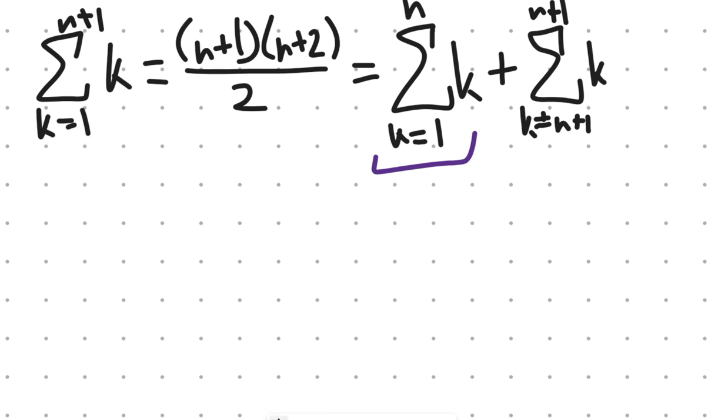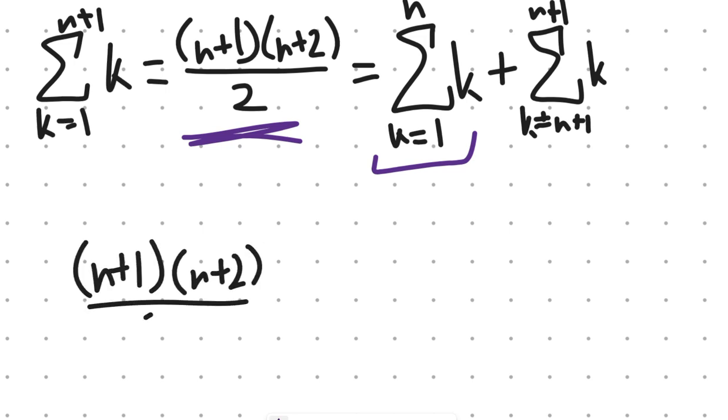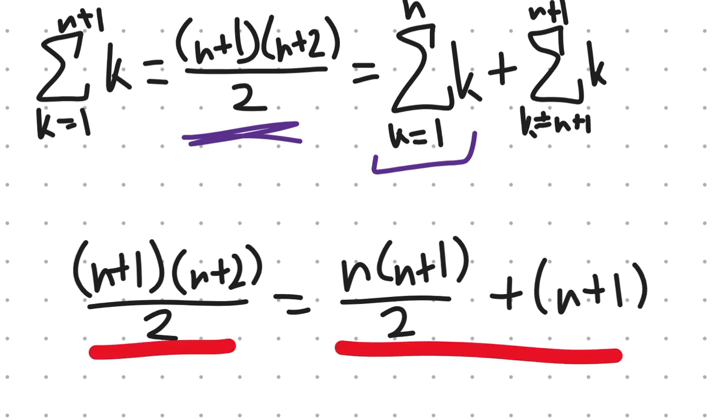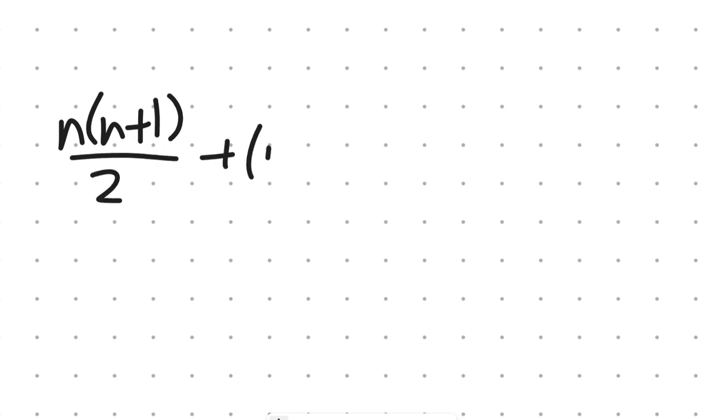So we have to prove that n plus 1 times n plus 2 divided by 2 is equal to n times n plus 1 divided by 2 plus n plus 1. If we can show that this is equal to this, we have proven everything. So let's write it down again: n times n plus 1 divided by 2 plus n plus 1.